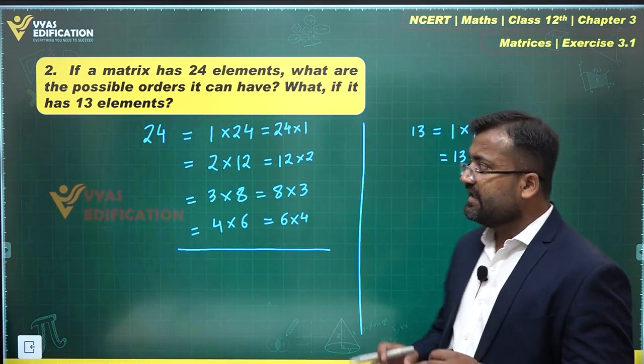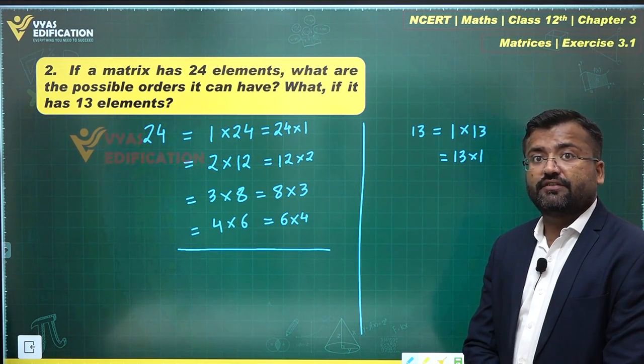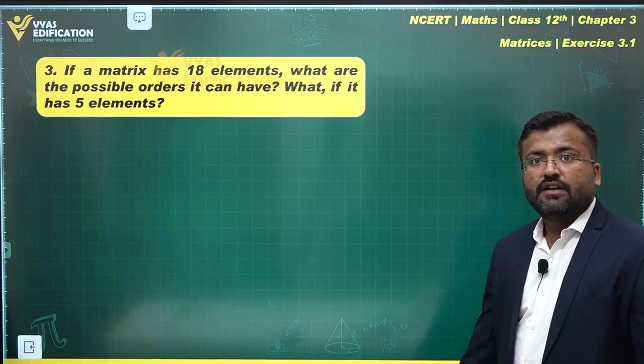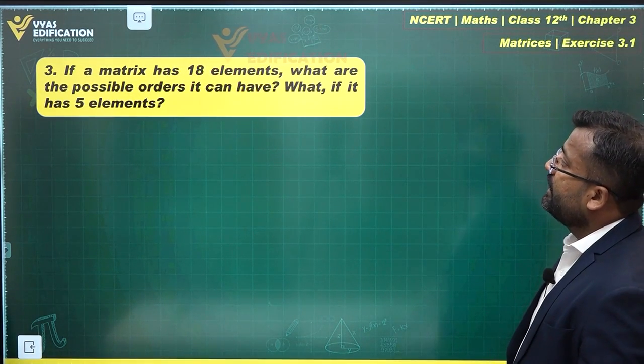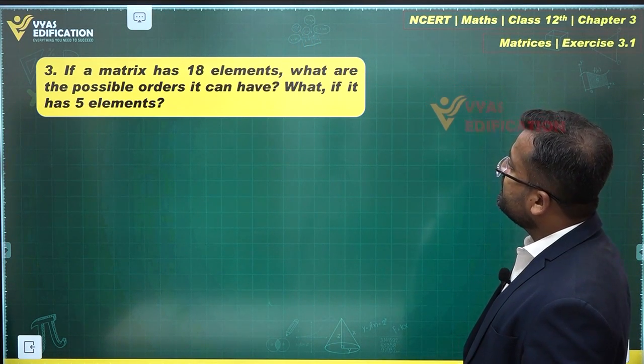Is that all? Yes. Let me get aside. You can take a look at this. This is all in this question over here. Let's talk about this question. If a matrix has 18 elements, what are the possible orders it can have?